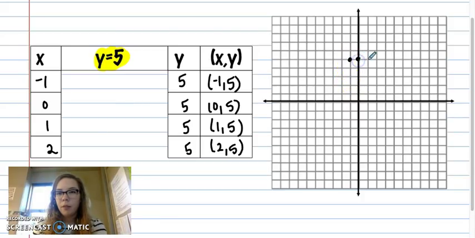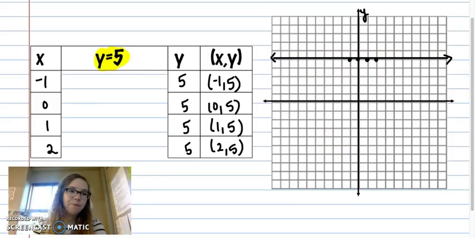So if I plot those on my graph, it'd be these 4 points, and then those make a horizontal line at 5 on my y-axis. Okay, so when it says y equals 5, I like to think of that. This is my y-axis. I'm going to go up 1, 2, 3, 4, 5, and then my line goes through 5 on my y-axis. Okay?